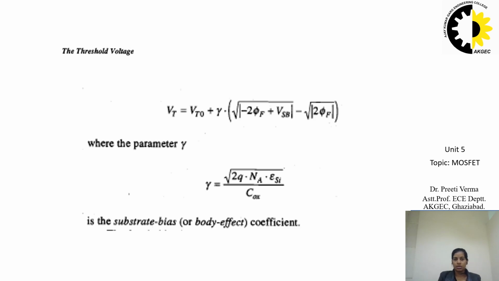So here comes a term, that is the threshold voltage, and we define the threshold voltage as the voltage at which the device will start conducting. The threshold voltage is defined here as Vt equals Vt0 plus gamma times the square root of mod of minus 2 phi f plus VSB, minus the square root of mod of minus 2 phi f, and gamma is the substrate bias or the body effect coefficient.